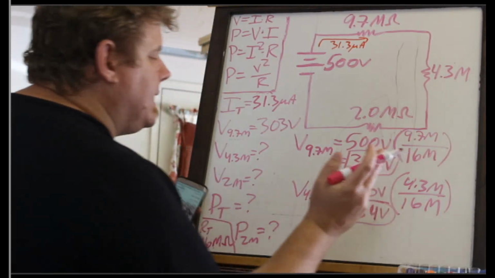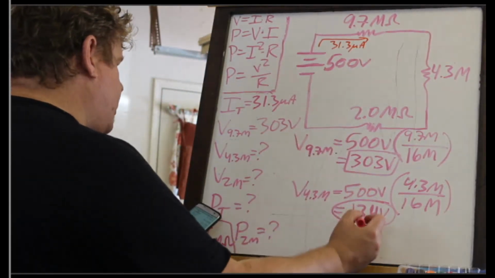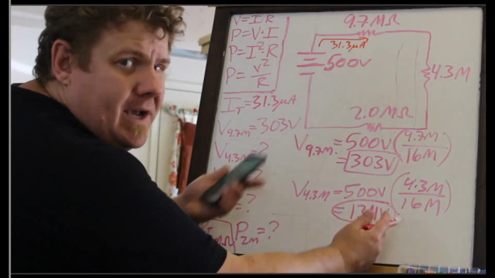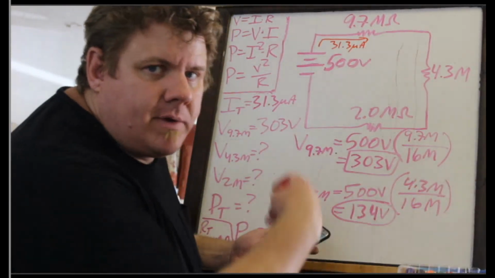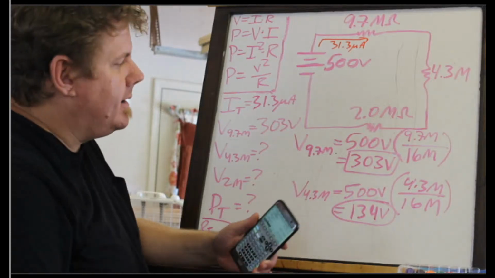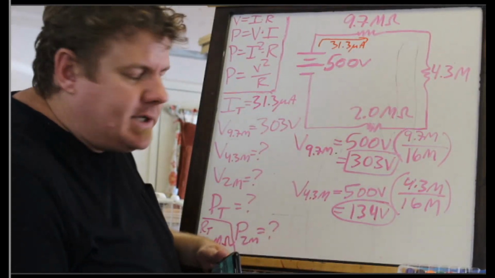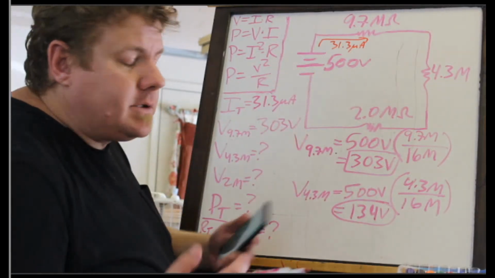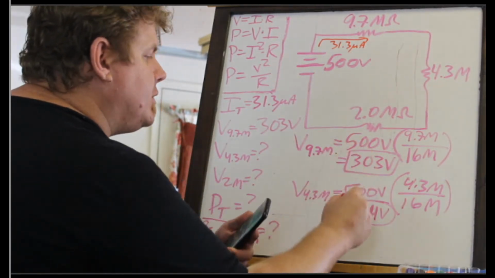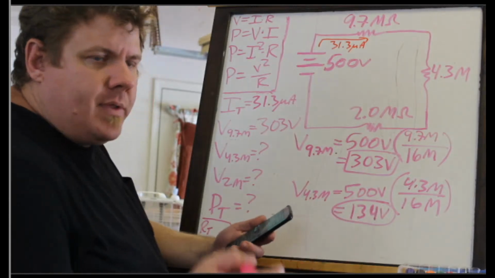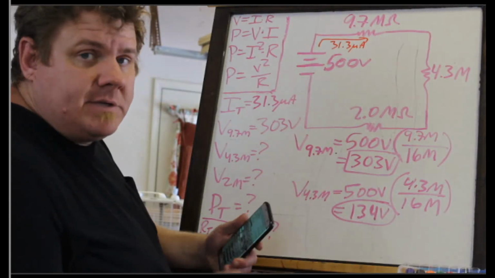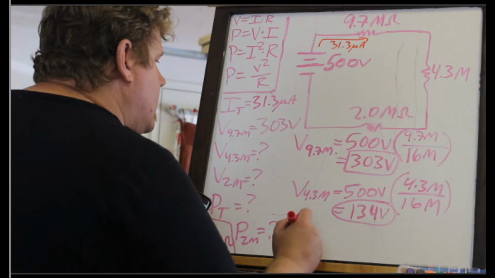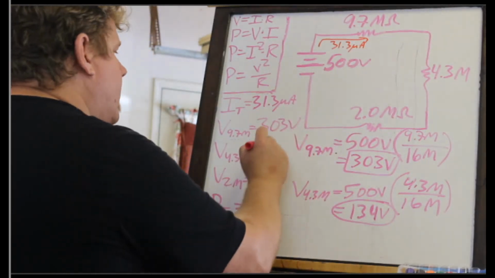Okay, so you can see here, if I were to report 134.4, the other voltage is 303. Who cares about tenths of a volt when we're approaching 500 volts here total? So these voltage drops are huge, and we don't need to report the decimals in this case. Okay, so here is 134 volts.